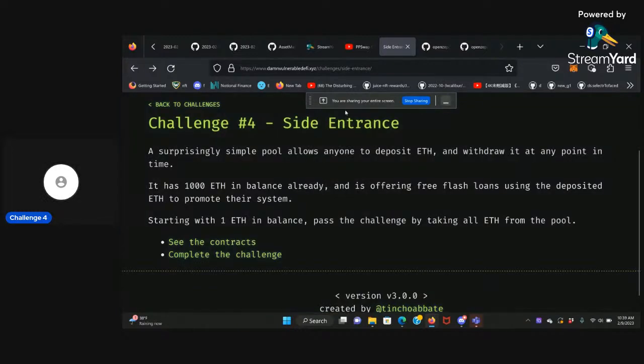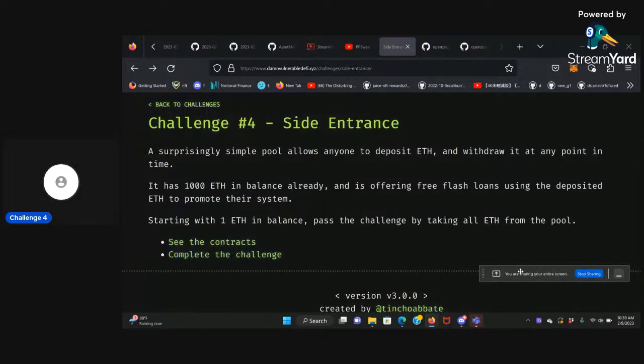Good morning, everyone. Today we're going to continue the Damn Vulnerable series. We're going to talk about Truster, the flash loan challenge.